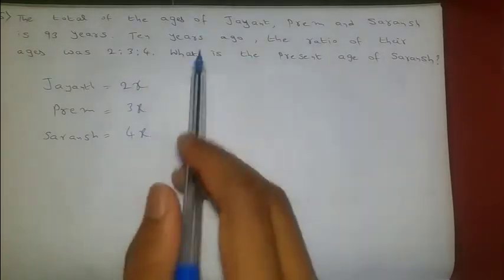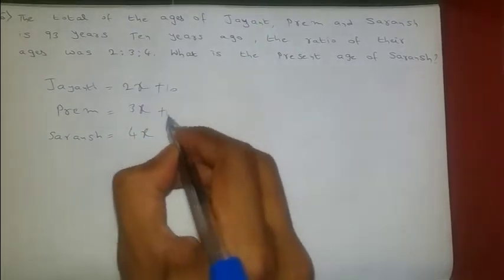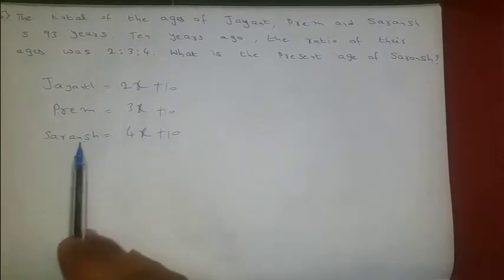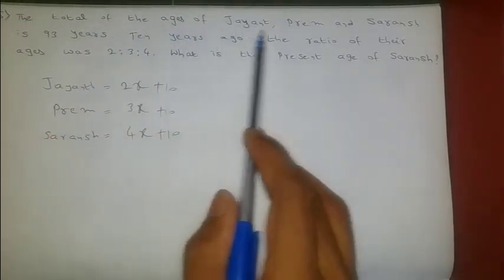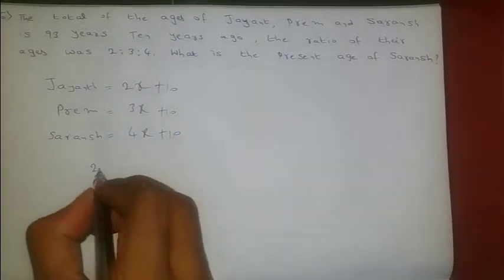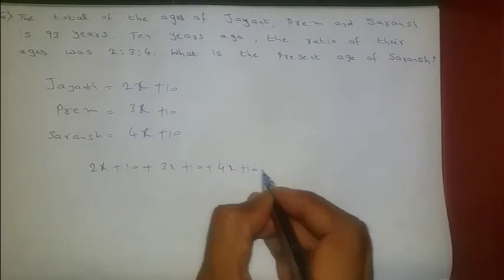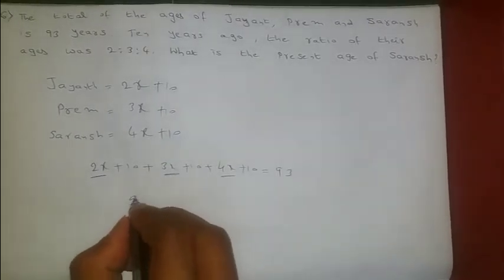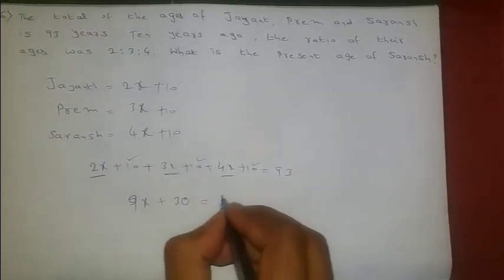Then these ages are from 10 years ago, right? So now we want present ages. So plus 10, plus 10, plus 10. Present age of Jayant is 2x plus 10. Present age of Prem is 3x plus 10. And Saransh's present age is 4x plus 10. The total of the ages of those three is 93. 2x plus 10 plus 3x plus 10 plus 4x plus 10 is equal to 93. 2x plus 3x, 5x, 5x plus 4x, 9x, plus 10 plus 10 plus 10, 30, is equal to 93.